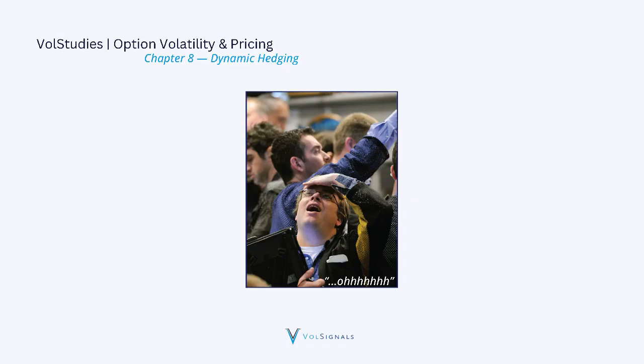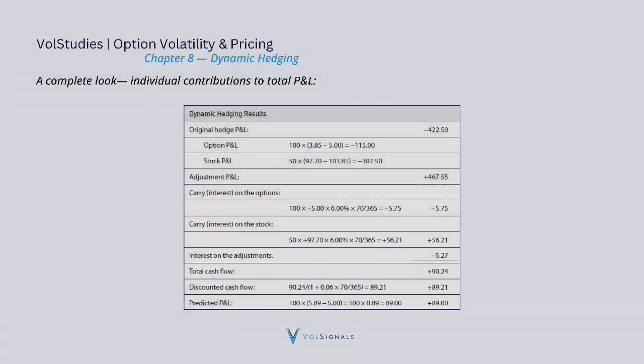And that debate is settled day after day after day as you mark to market your overall option position and reconcile the cash flows associated with these different changes to your model. Now, here's a simple table. This is a complete look at all of the individual contributions to the total P&L. You can go through this yourself. I'm not going to go through line by line. This is taken directly from our example.